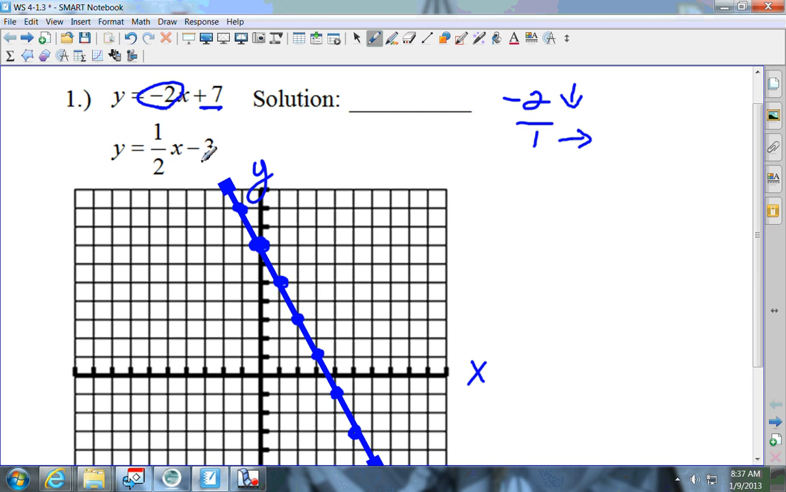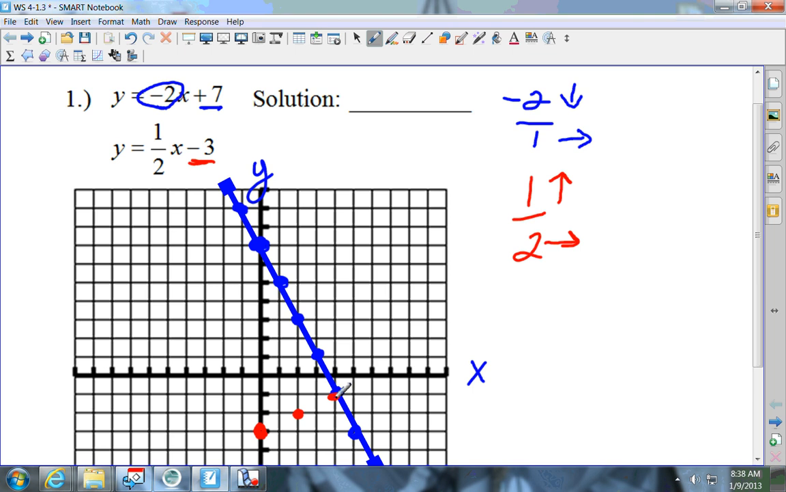Next, the second equation. I start with the y-intercept, -3. Start at 0, 0, down 1, 2, 3, and put your dot. The slope is 1/2. It is a fraction. The top number is positive, so I'm going to go up. The bottom number is always to the right. So I'm going to start at my y-intercept, go up 1 to the right 2, and put a dot. Up 1 to the right 2, put a dot.